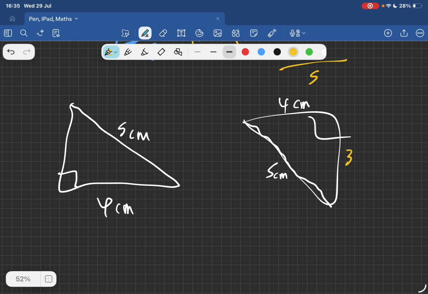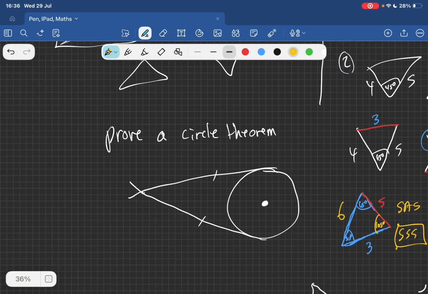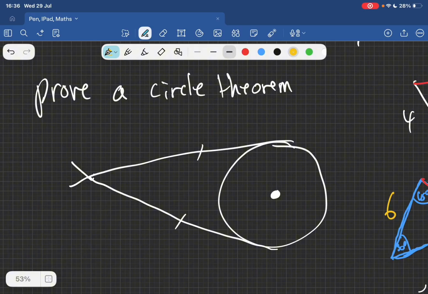Okay, which is going to be 3 centimeters here. So then this is supposed to be 3 centimeters here. So then we've got side, side, side again. Okay, so all these rules stem to the same thing. Okay, so now we've got a nice little proof of our circle theorem here.